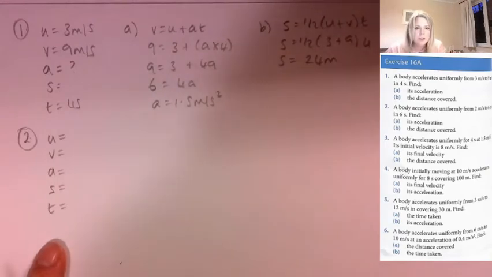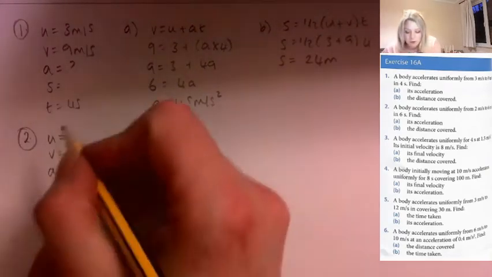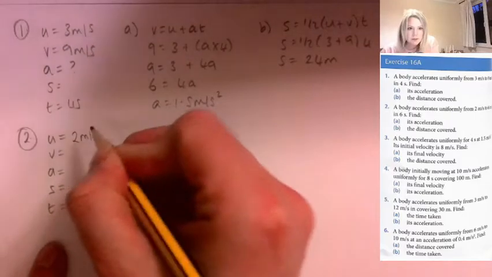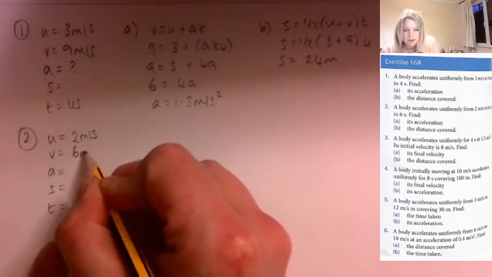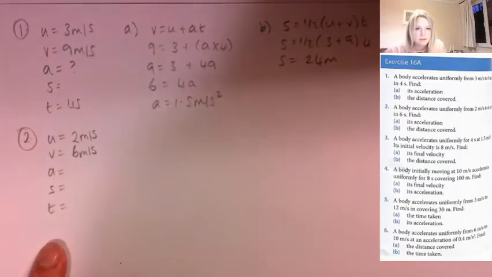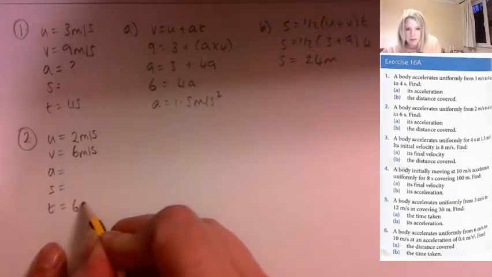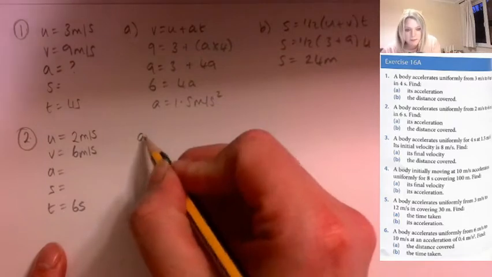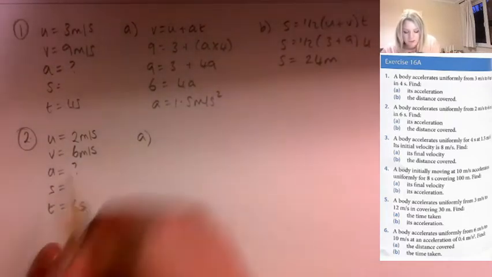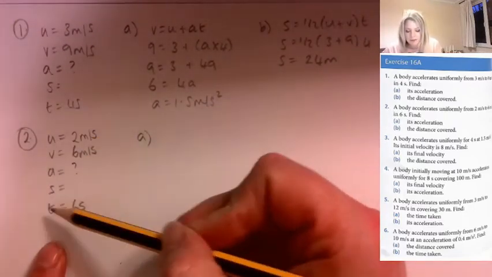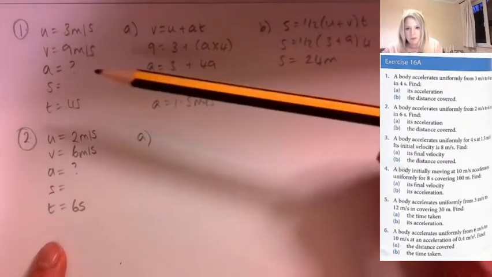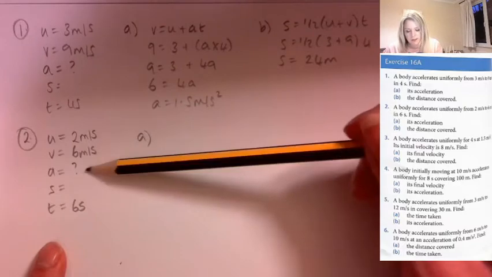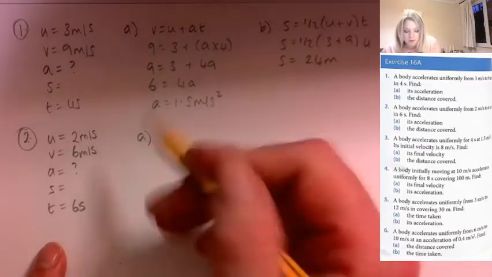A body accelerates uniformly from 2 meters per second to 6 meters per second. So V is 6, and it does that in 6 seconds, so that's the time. Part A is asking us to find the acceleration. With my list and my knowledge of the equations, I'm thinking, what equation do I know that links U, V, A and T? V equals U plus AT.